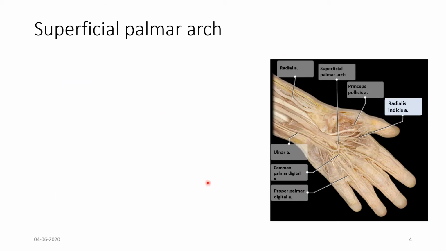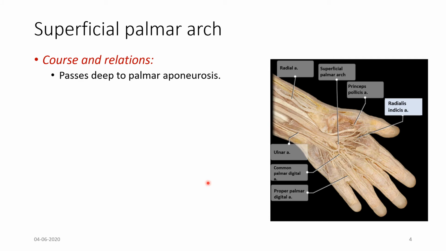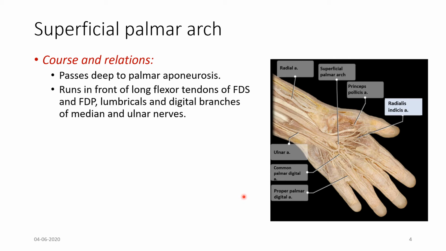Now let us see the course and relations of the superficial palmar arch, and it passes deep to palmar aponeurosis. So you can see after removal of palmar aponeurosis only you can see the superficial palmar arch. Then it runs in front of long flexor tendons of flexor digitorum superficialis and flexor digitorum profundus, the lumbricals and digital branches of median and ulnar nerve.